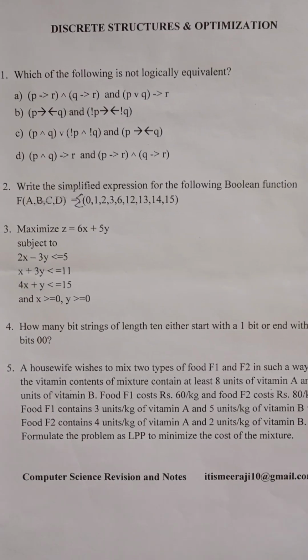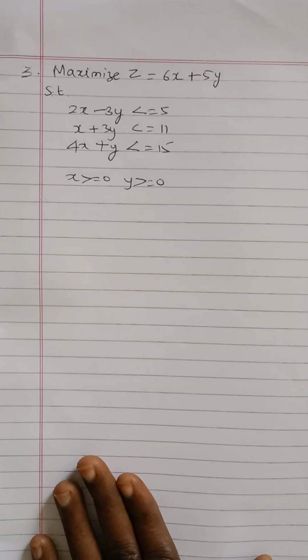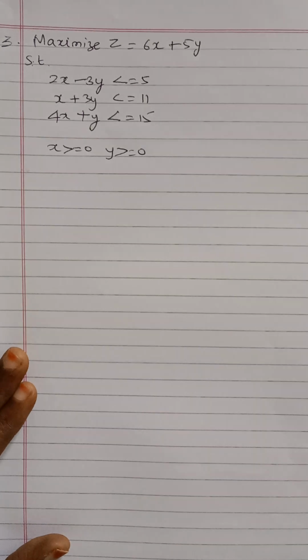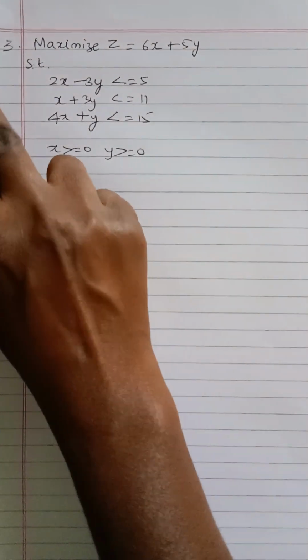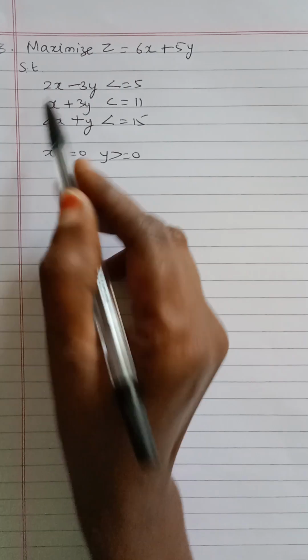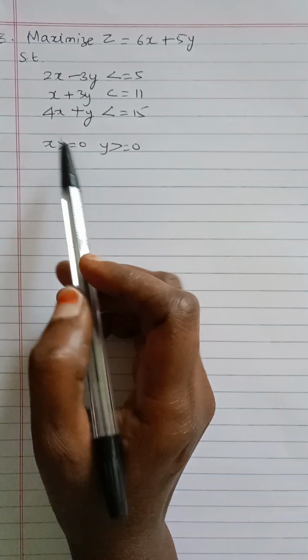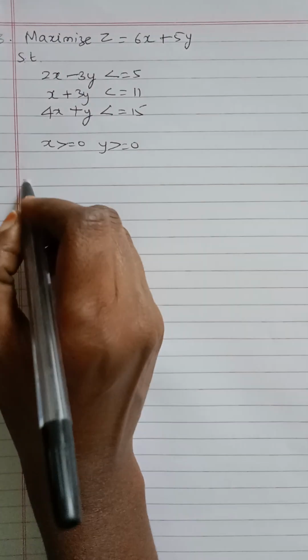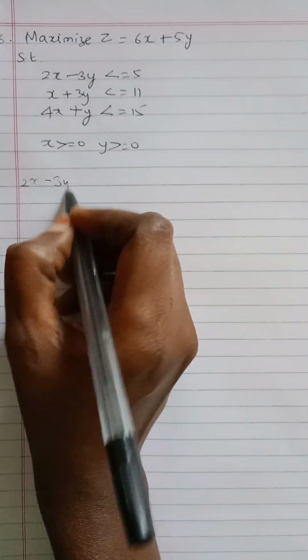We'll solve this sum. So here I have written the sum. First, it is a maximization problem. So we'll try to solve the sum. First we have to take each and every constraint and find out the points. So here, 2x minus 3y equal to 5.